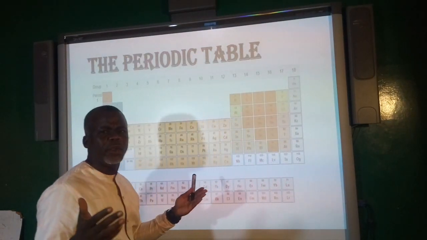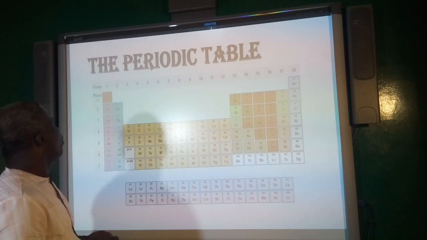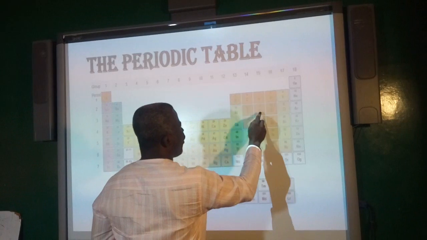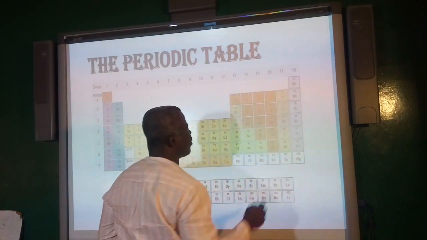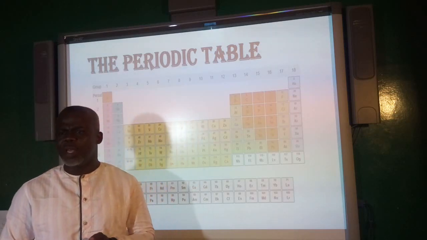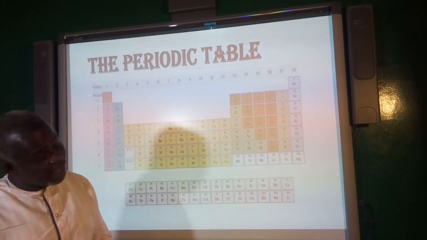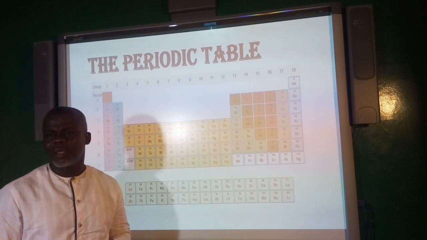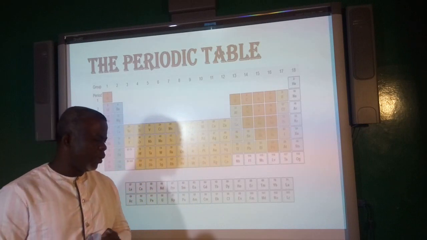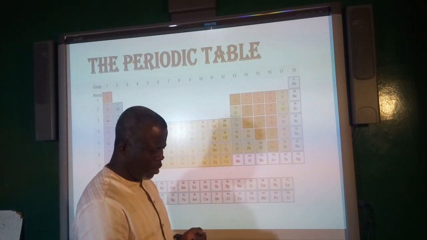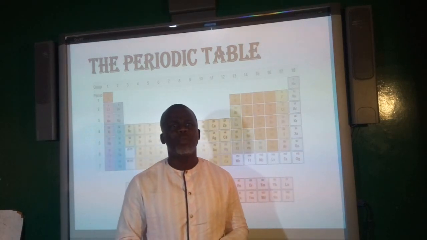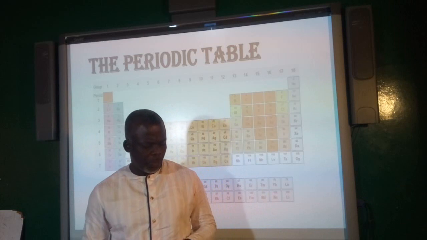So we have how many groups in the main group? We have 8. 1, 2, 3, 4, 5, 6, 7, and 8. These elements form the main group elements. So as I've said, any element that has its valence electrons fall into either S subshell, P subshell, or both qualifies to be a main group element.